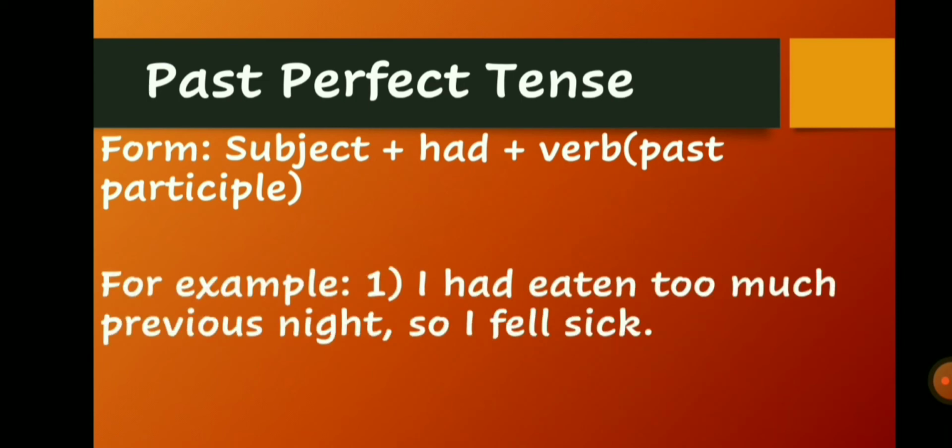Now let us see an example so that you can better understand. The example is: I had eaten too much the previous night so I felt sick. So here I is the subject. Had eaten shows the past perfect tense. Had eaten refers to an action that took place last night.